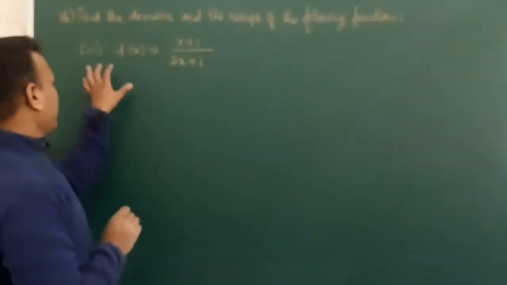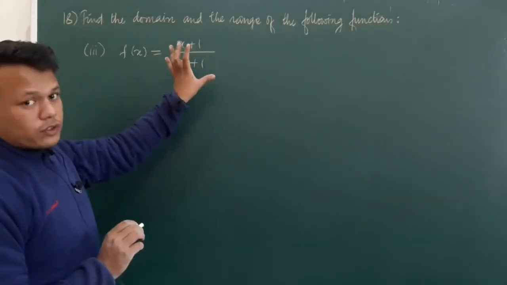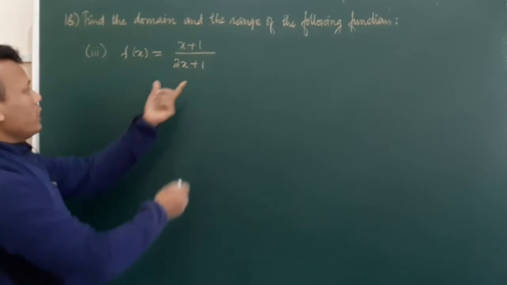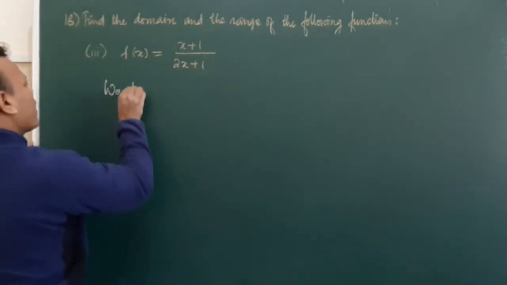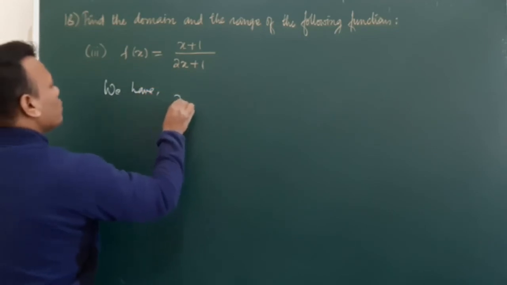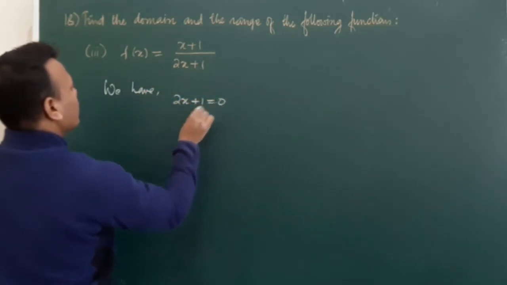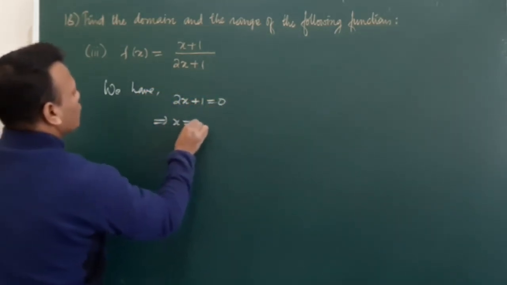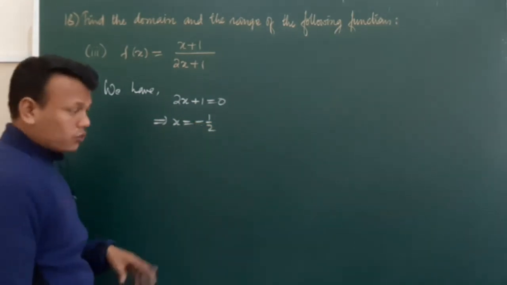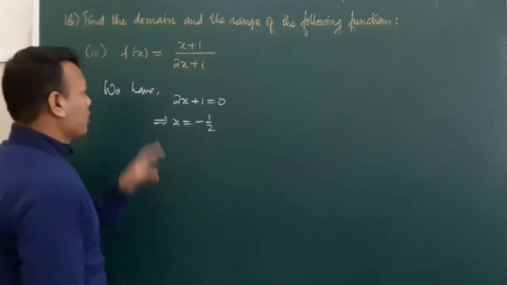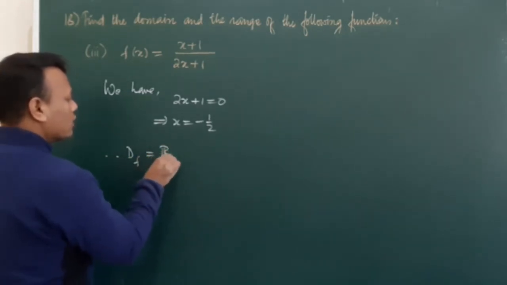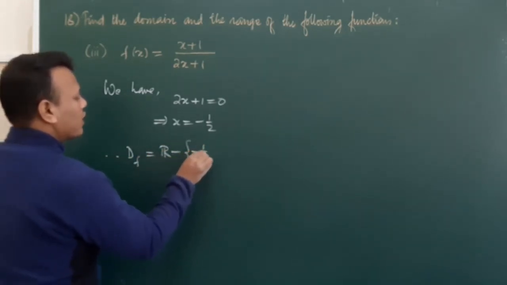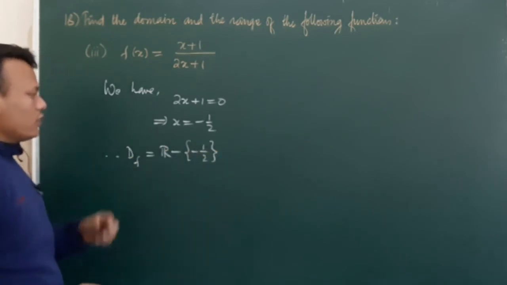So pause the video and note it down. Next we have f(x) given as this one. Let's find the domain and range. For finding the domain, again this is a fraction, so the denominator should not be equal to 0. The denominator 2x plus 1 will be 0 when x is equal to minus half, isn't it? So from here you will find that x is minus half. So your domain will be any real number except minus half. So remove minus half, and this gives you the domain.